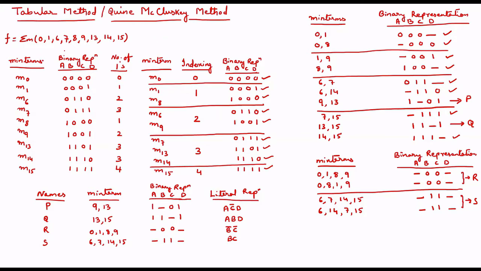So I have taken the minterm column, then the binary representation with ABCD. Why ABCD? Because the highest value is 15 over here, so it needs 4 variables to represent. Then the number of ones column, I will come to this, then again minterm, then indexing, then binary representation ABCD. This forms the first table.